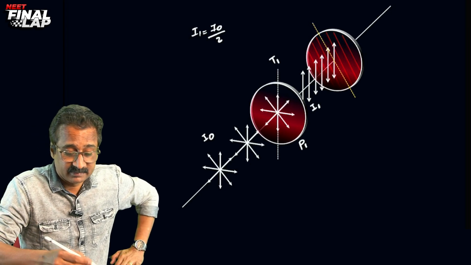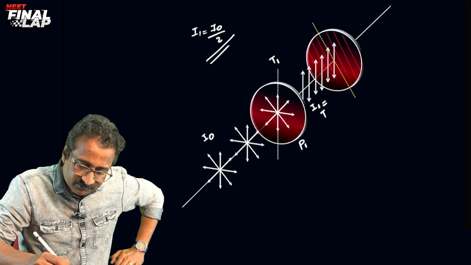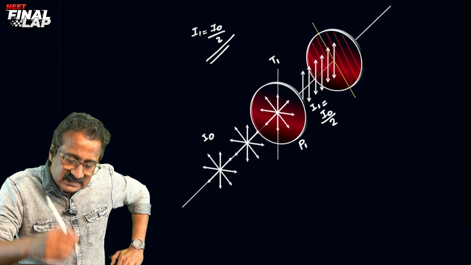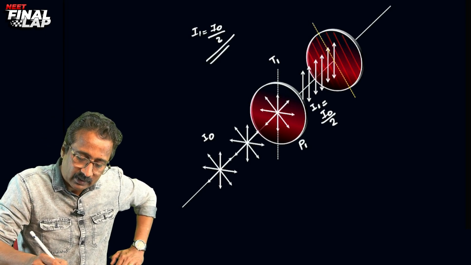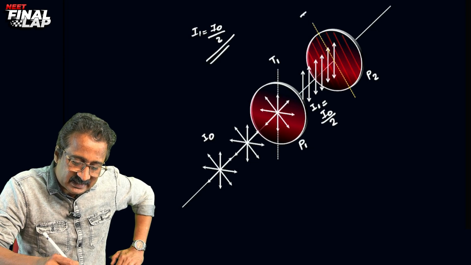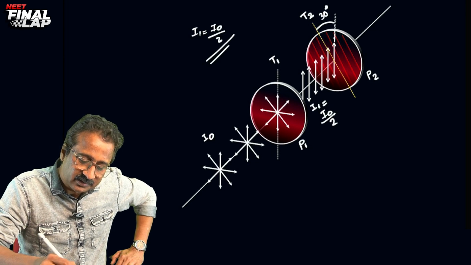That's something to be remembered. So the intensity of light emitted by the first Polaroid is going to be I0 by 2. Now it is this light that is passing to the second Polaroid. Now look at the second Polaroid, that is P2. P2 has its transmission axis T2 in such a way that it is making an angle of 30 degrees with this line. This is given in the question, this is 30 degrees.